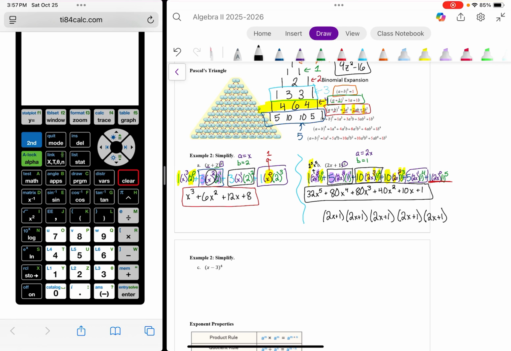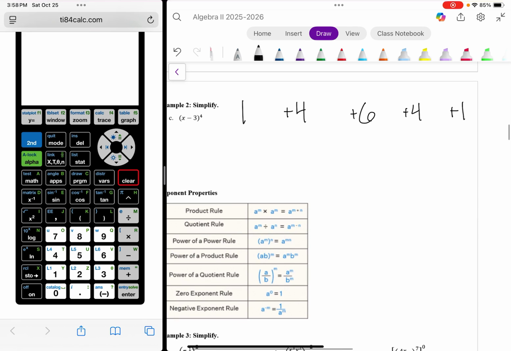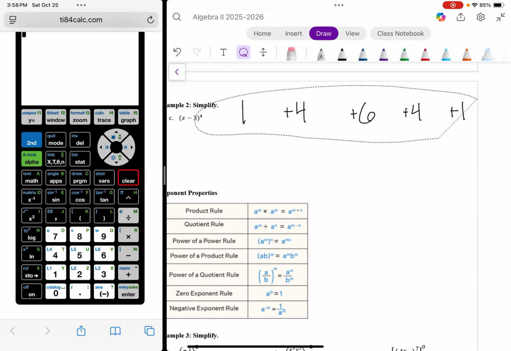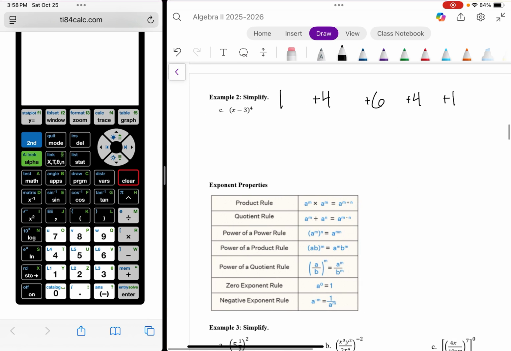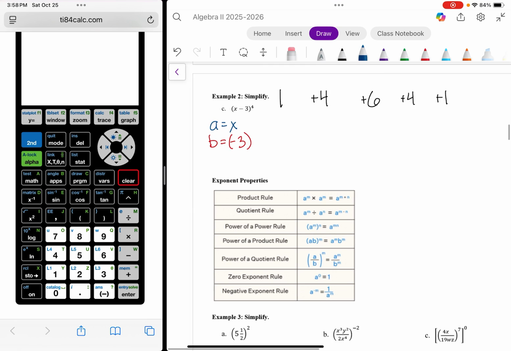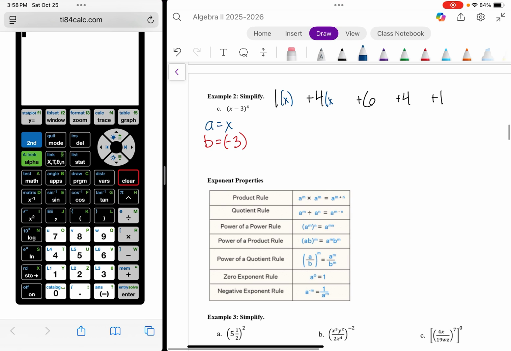So with this, we would have our coefficients of 1, 4, 6, 4, and then a 1. And I wrote a little big here, but you can write smaller so it fits. Let me make that smaller. There we go. Okay, so then once you write your coefficients and identify your A value here would be x, and then our B value would be -3. So make sure you include that negative with it. Okay, so then we'll write each of those next to our coefficients.